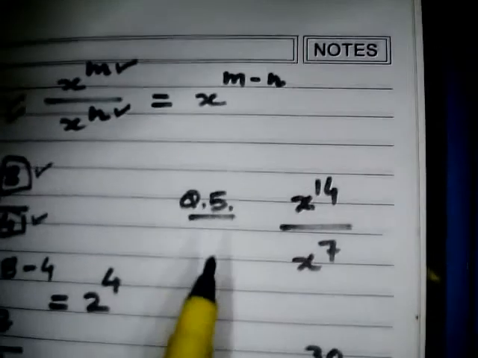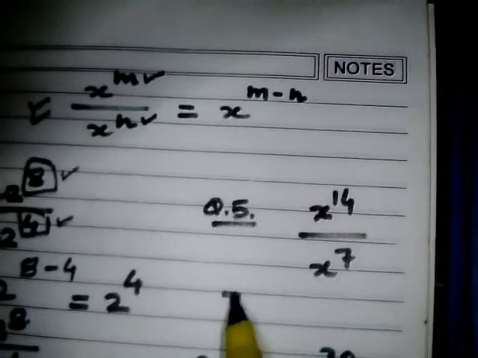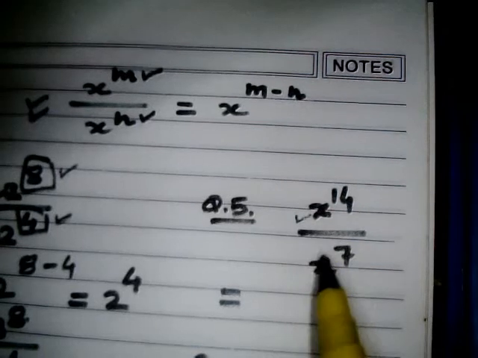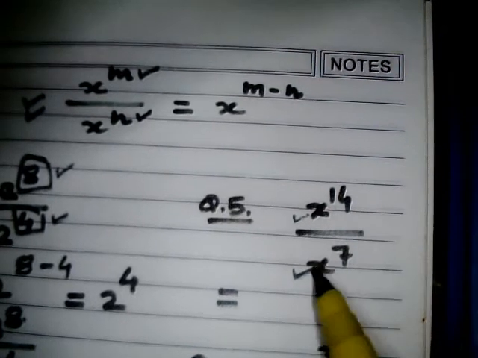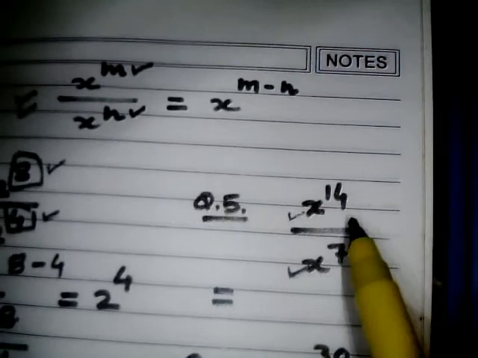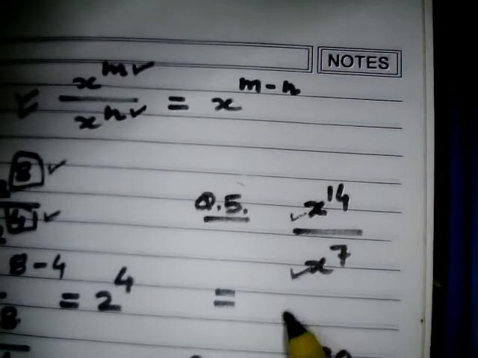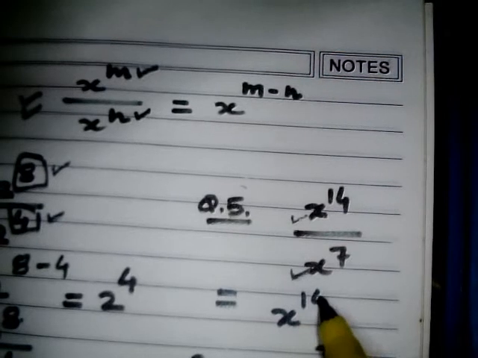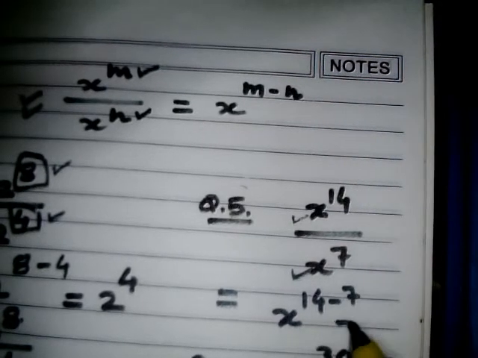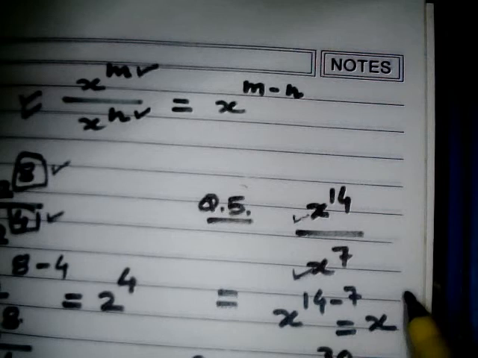Now we move to the next question, question number 5. In that, instead of a number, what is the base? The base is a variable, but the base variable is the same, so what do I need to do? We need to subtract. We can apply this property. So x to the power 14 minus 7 equals x to the power 7. So this is going to be the answer.